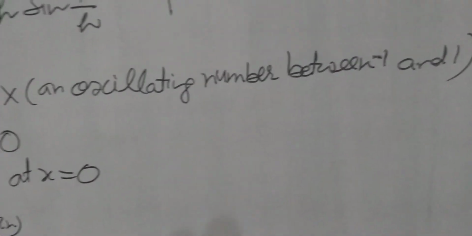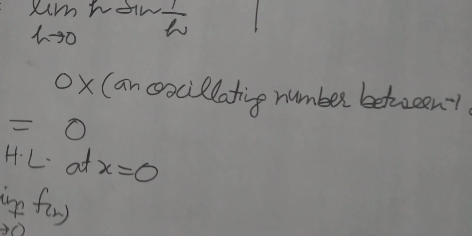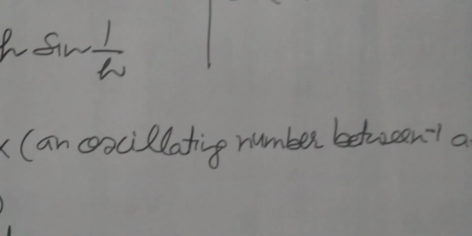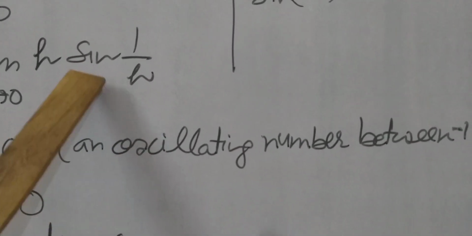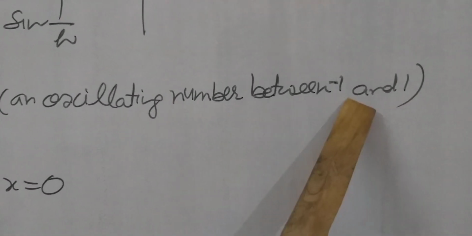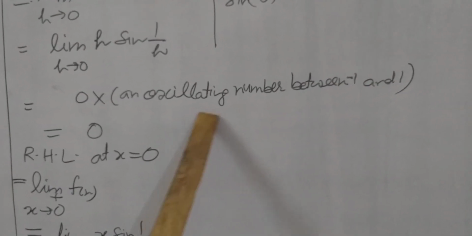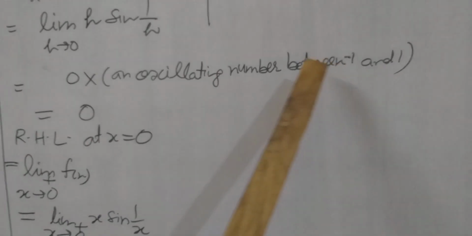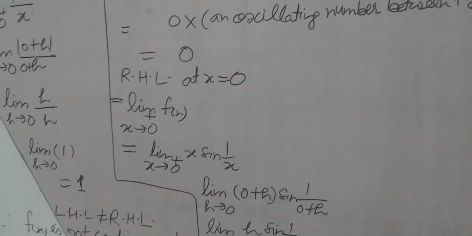It means this is any value between minus 1 and 1, because we know that the sine function values always lie between minus 1 and 1. So therefore at the place of sine 1 upon h, we will write an oscillating number between minus 1 and 1. When this number is multiplied by 0, the answer is 0. So LHL answer is 0, student.